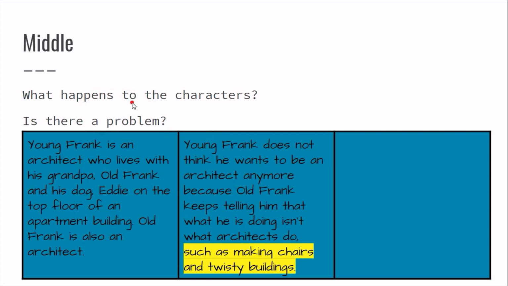And this is because Old Frank keeps telling him that what he is doing isn't what architects do, such as making chairs and twisty buildings. So here's the detail from the text that I am using to help me figure out what is going on in the middle of the story. So let's continue with the end, and now it's your turn.